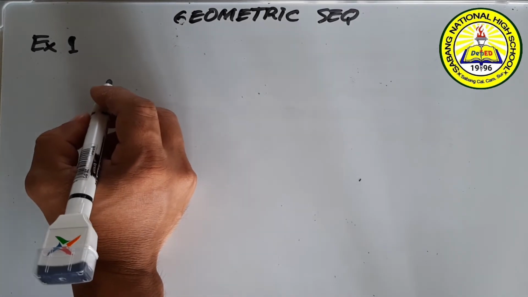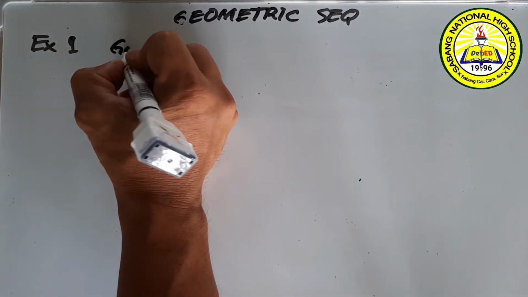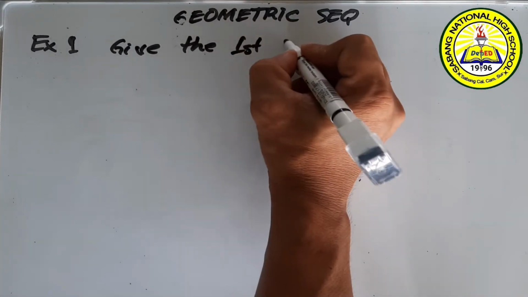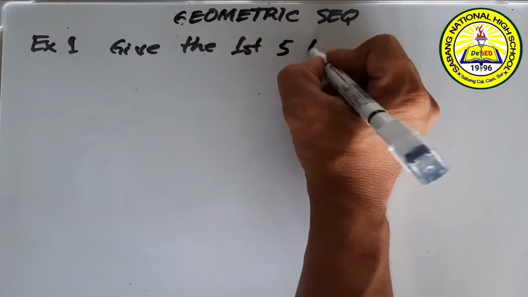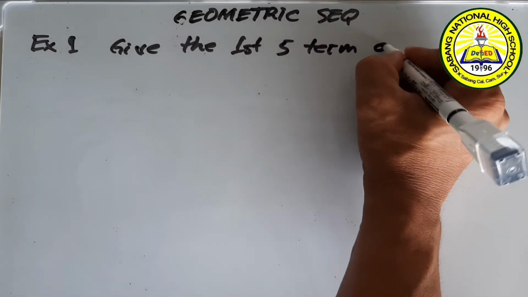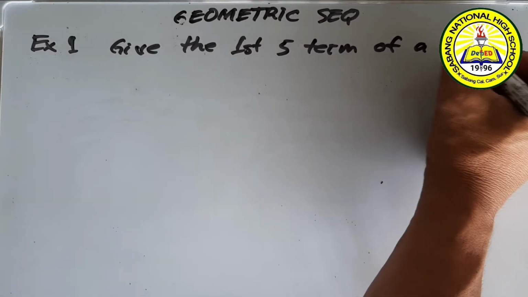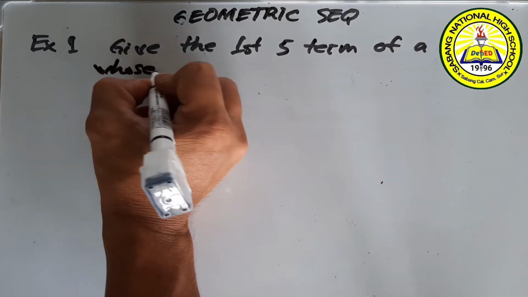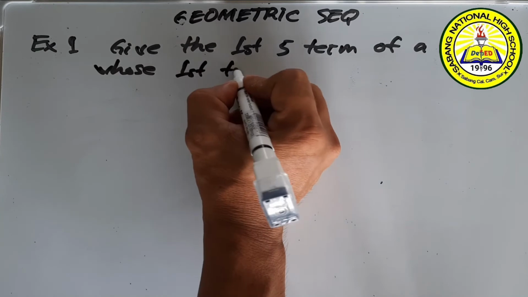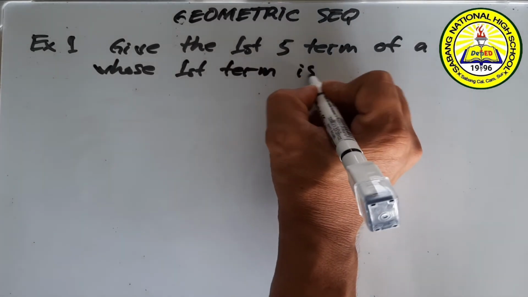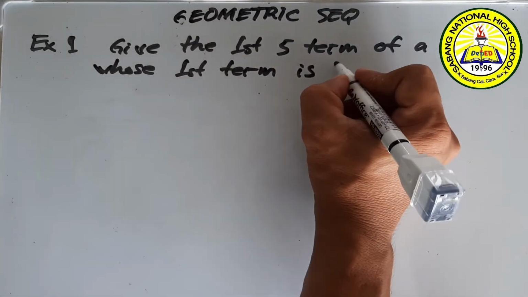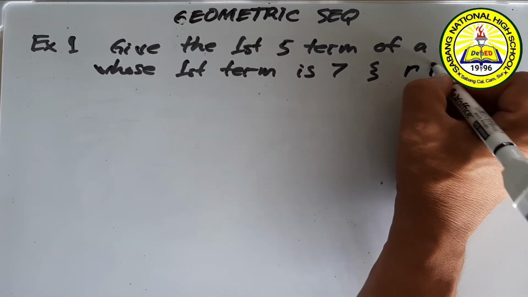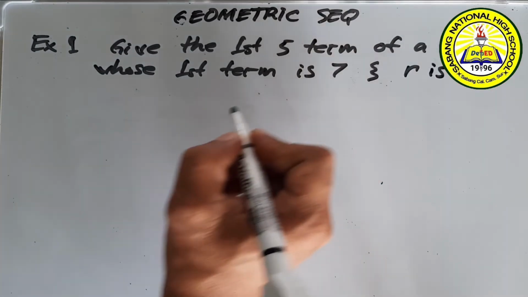The problem is that give the first 5 terms of a geometric sequence whose first term is 7 and common ratio is negative 3.